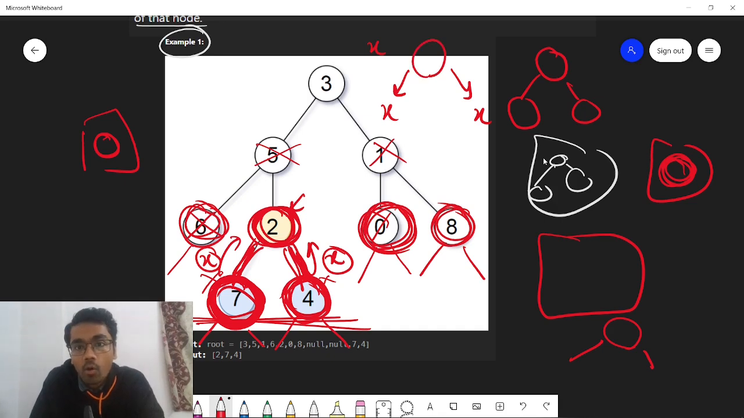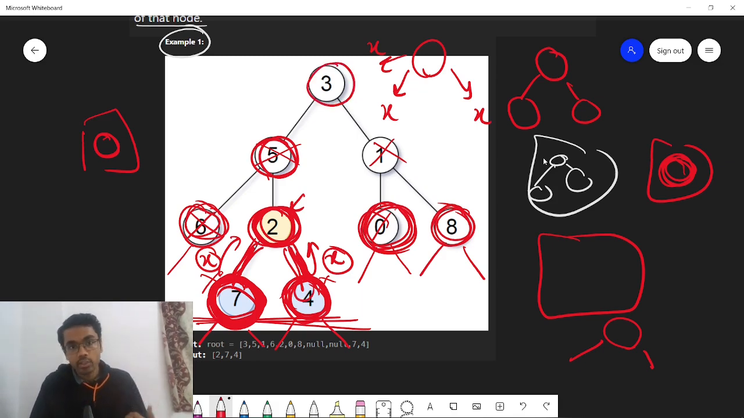So we can say that this 2 is the common ancestor of these nodes, so we will be returning 2. You can see that 5 is also containing this 7 and 4, and 3 is also containing 7 and 4 in its children part, but we return 2 because this is the lowest ancestor of them.